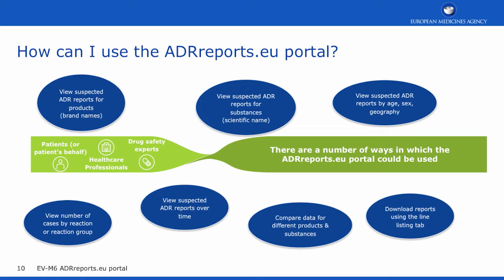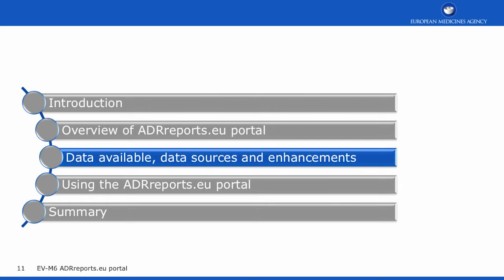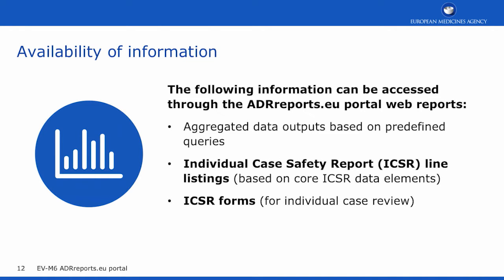Modified versions of individual adverse reaction reports can also be accessed via a new line listing tab, which is a data table of all reports that match the criteria specified by the user. The ADRreports.eu portal grants access to aggregated data outputs based on predefined queries. These are made available in the form of web reports that consist of a number of tabs, each of which allows users to query, filter, and access the data in a different way.